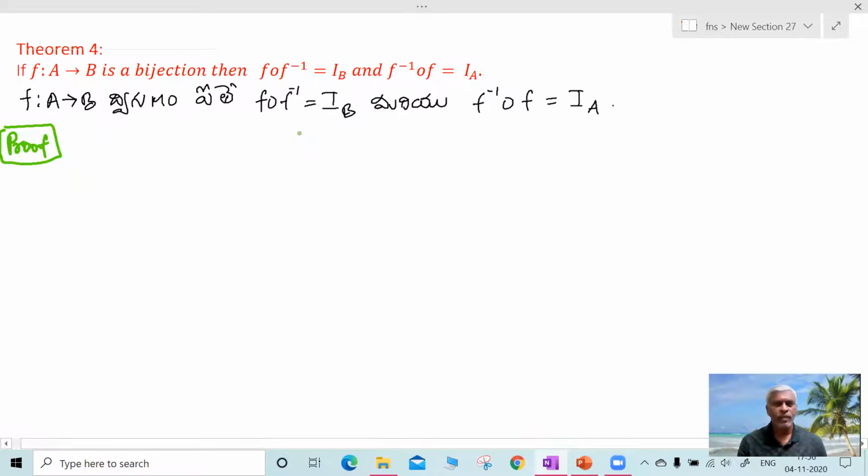Now let us prove the first one. F circle f inverse is equal to IB. As I told in the last class, when do we say that two functions are equal? They should be defined on the same domain and the range should be equal. Then only the functions are equal. So now let us find the domain and codomain for this.